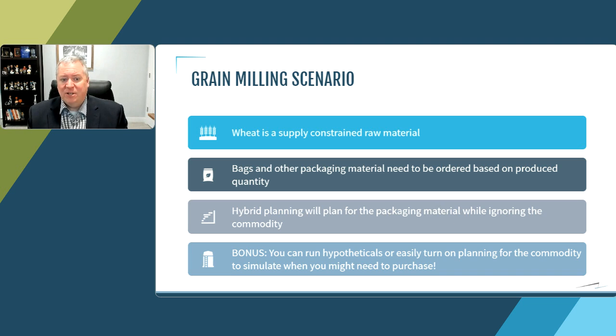And as a bonus, because we are utilizing master planning in this scenario, we can run hypotheticals or easily turn on planning for that commodity item to simulate when we might need to purchase or generate planned orders for that commodity. So we're getting the benefit of the supply constrained planning that we talked about in the ethanol scenario, whether or not we're going to actually act on those planned orders that get generated for us.